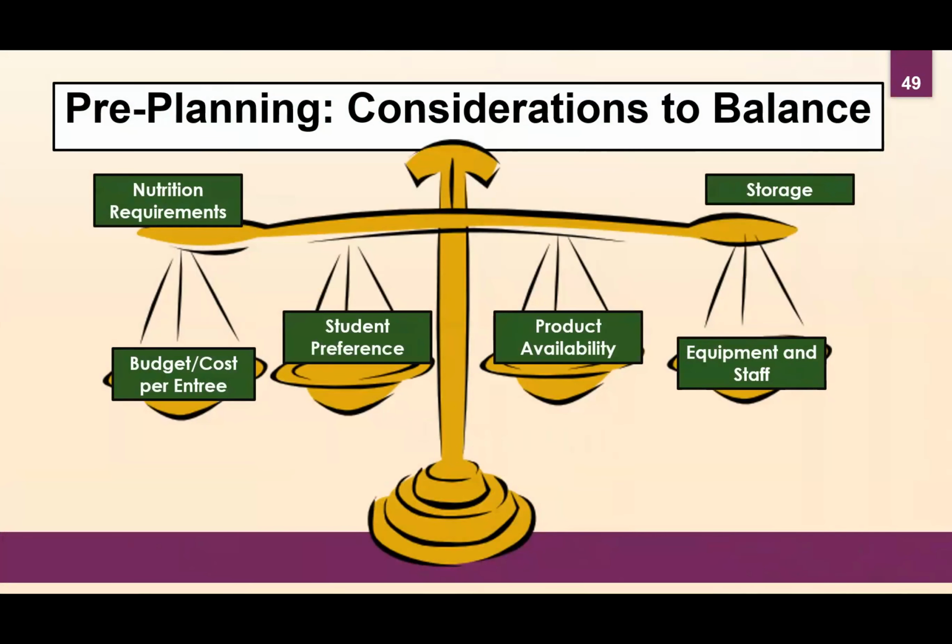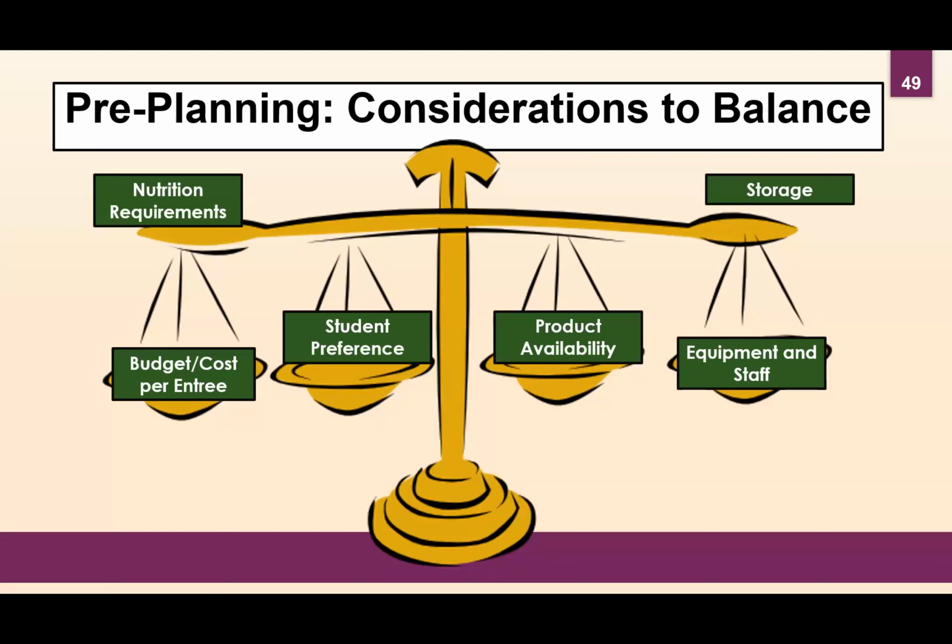So the first thing, to help balance out your menu, is to think about your nutritional requirements. Nutritional standards compliance should be addressed when creating your menu cycle. Remember to keep in mind the standard variations for each age grade group. Then budget and cost per entree. You want to make sure you pair lower cost and higher cost entrees together to help balance it out. So if you offer 2 entrees, or even during the week, maybe one day is higher cost and the next day is lower cost.